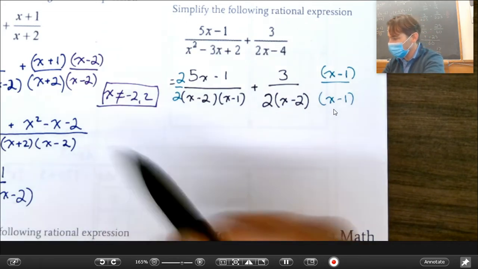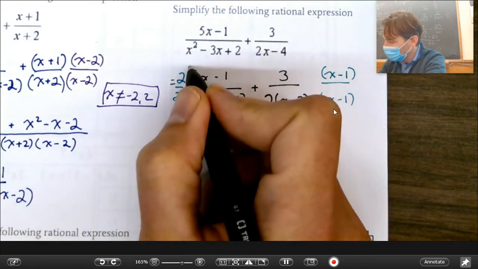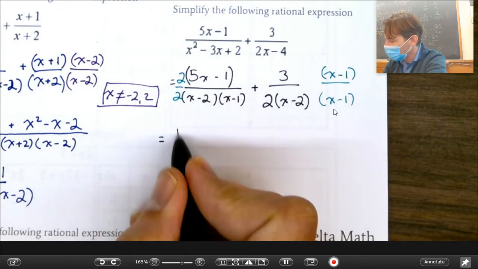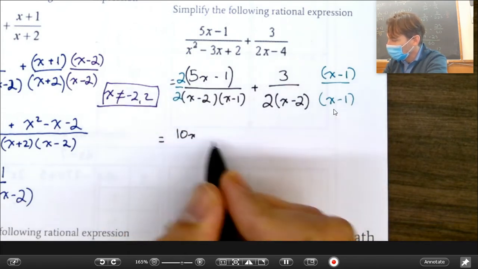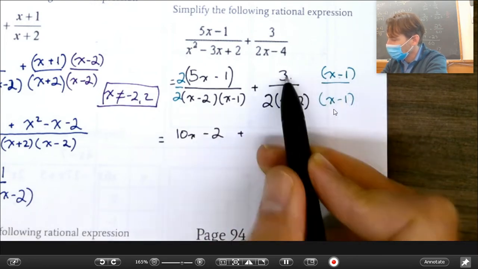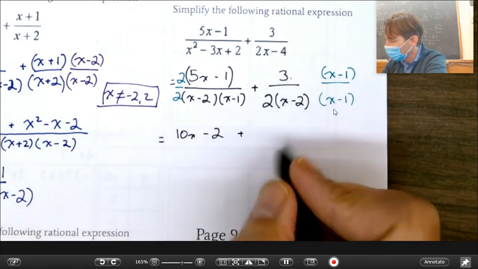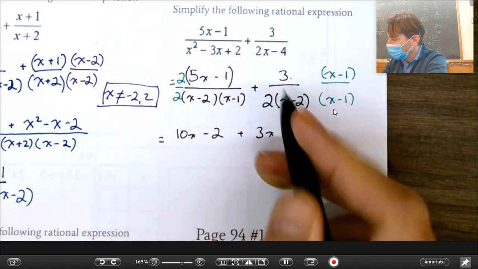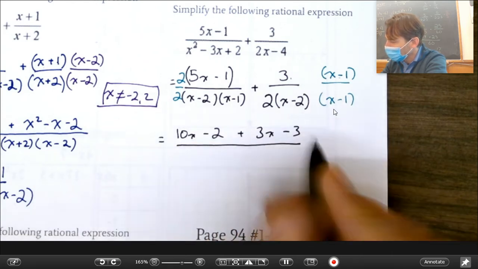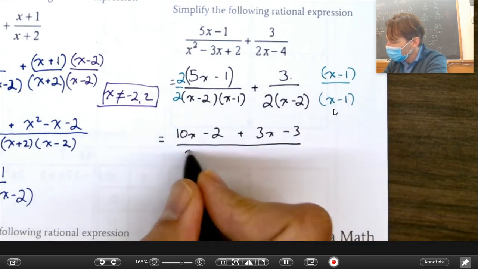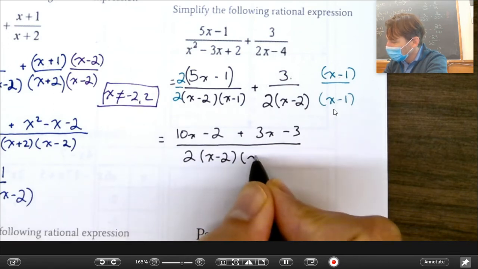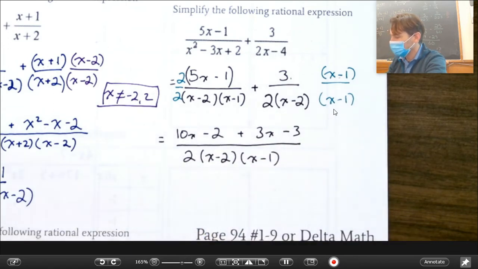So now let's come down to another line. We're going to have this is equal to, putting some brackets in here helps me avoid mistakes. So 2 times 5x is 10x. 2 times -1 is -2. And then I'm going to add the results of this multiplication here. 3 times x is 3x. And 3 times -1 is -3. All over 2 times x minus 2 times x minus 1.